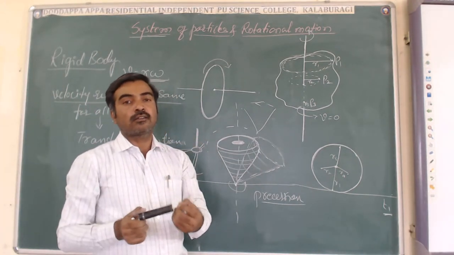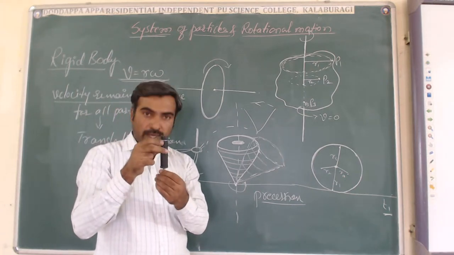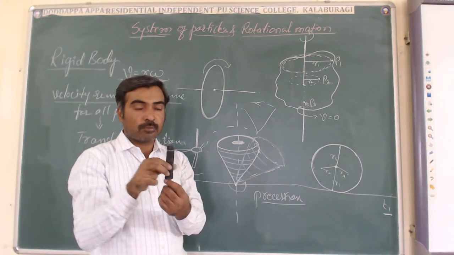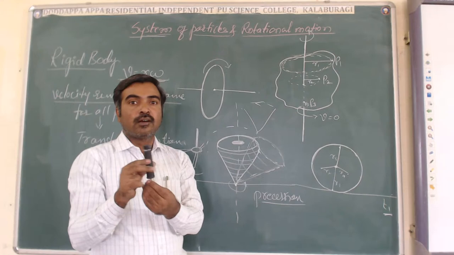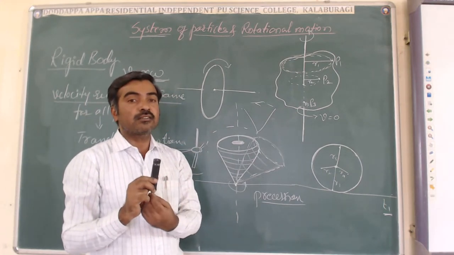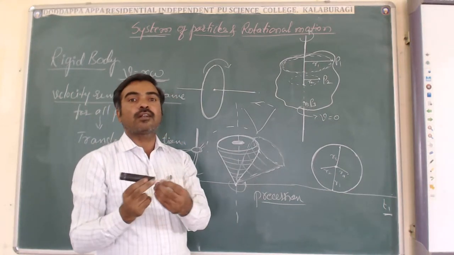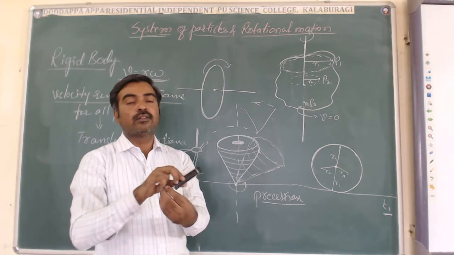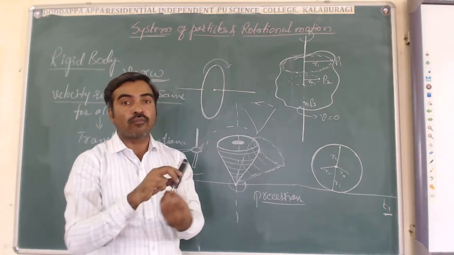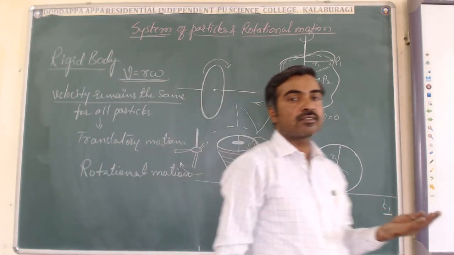It is just like the rotation of the earth. The earth is rotating around its own axis, of course, which takes 24 hours to complete one cycle or one rotation. And it is rotating around the sun. The sun is considered to be the axis of rotation. Around that point, the earth is rotating. It is precession, which takes 365 days to complete one precession, one cycle, one round. That is the precession we can see.